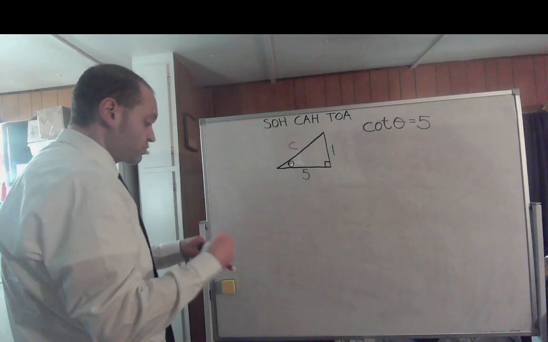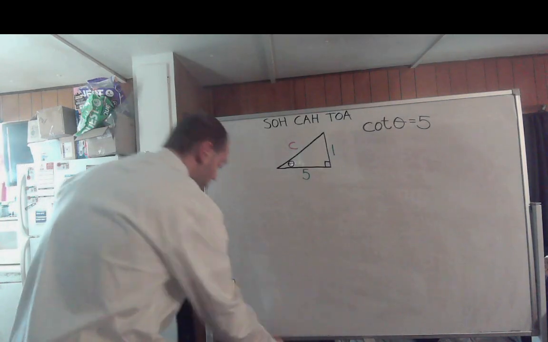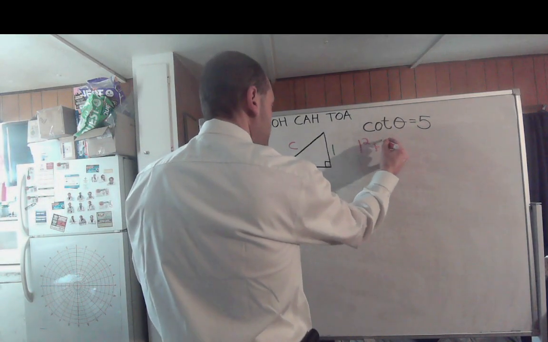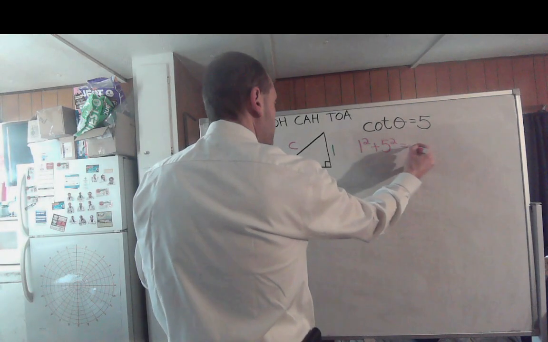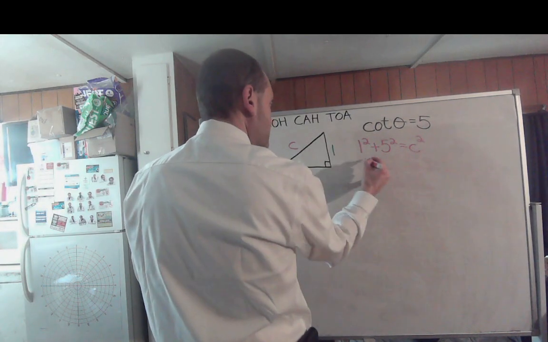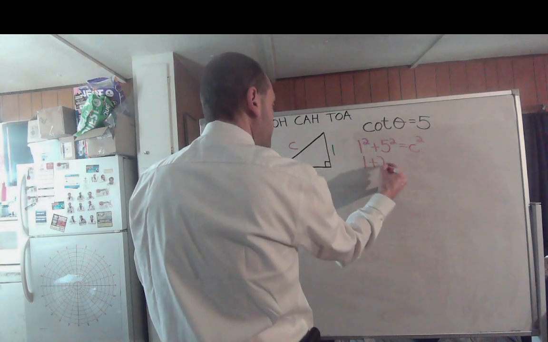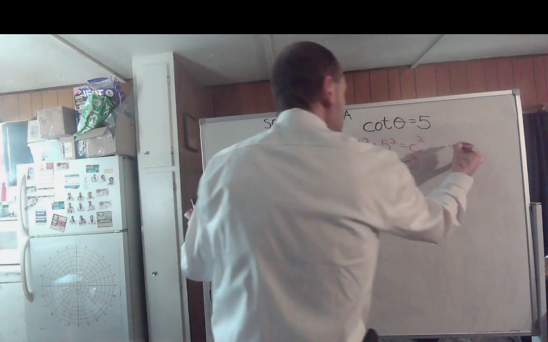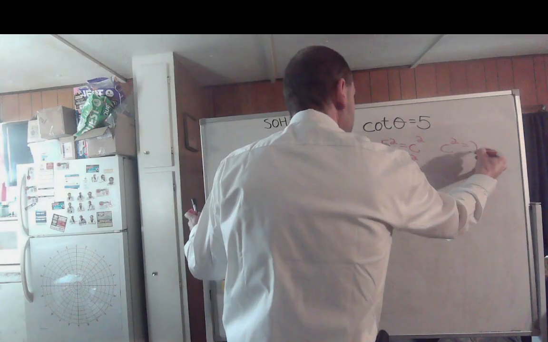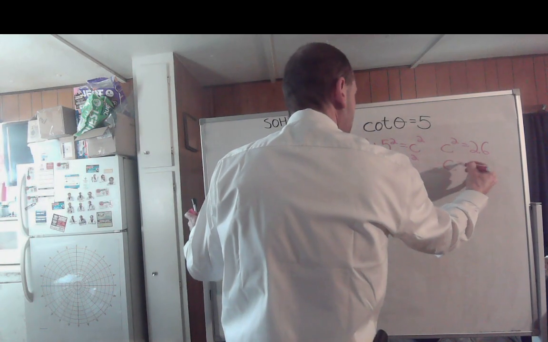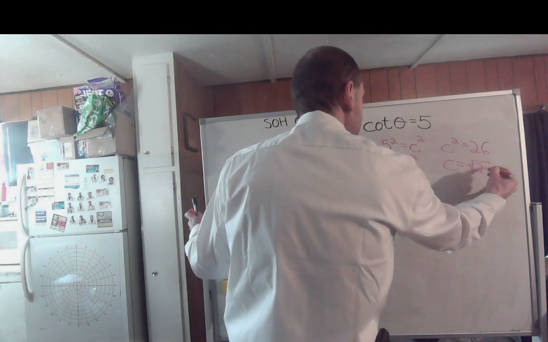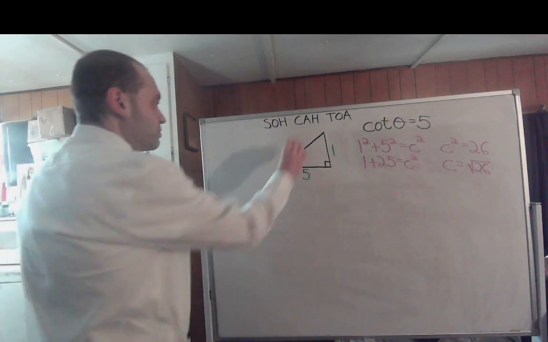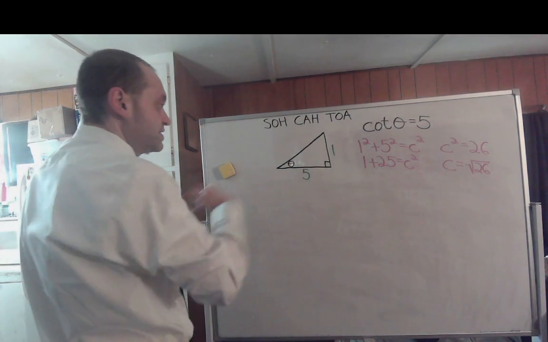And of course, we're going to perform the Pythagorean theorem. So that means that 1 squared plus 5 squared equals C squared. So that means that 1 plus 25 equals C squared. So then you'll just get that C squared equals 26. So C equals the square root of 26. So you have a not very nice hypotenuse with a length of the square root of 26.